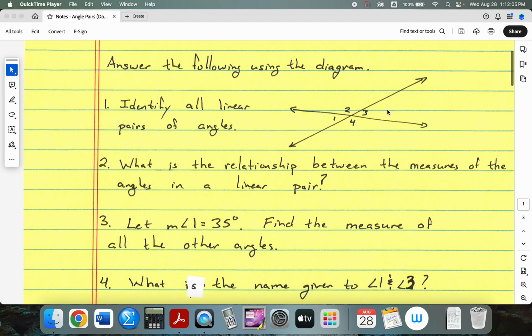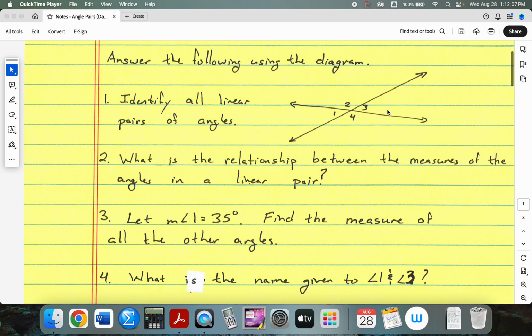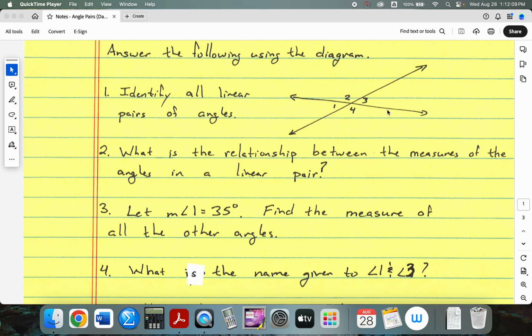So, answer the following using the diagram. Let's find all the linear pairs of angles. Remember, in order to be a linear pair of angles, they have to be adjacent. That means they have to share a side, and their other two sides have to make a line. I'll give you one example, and you need to come up with the other three.